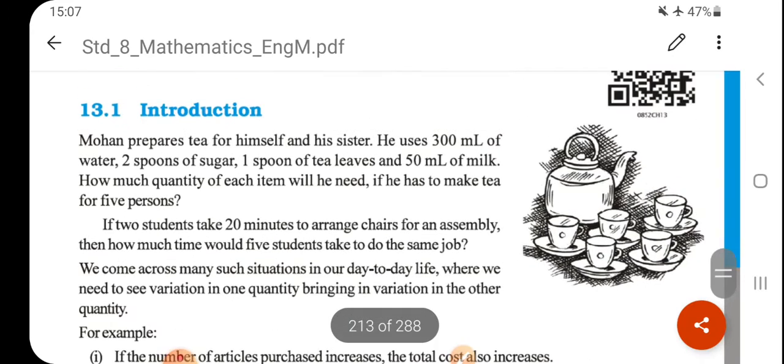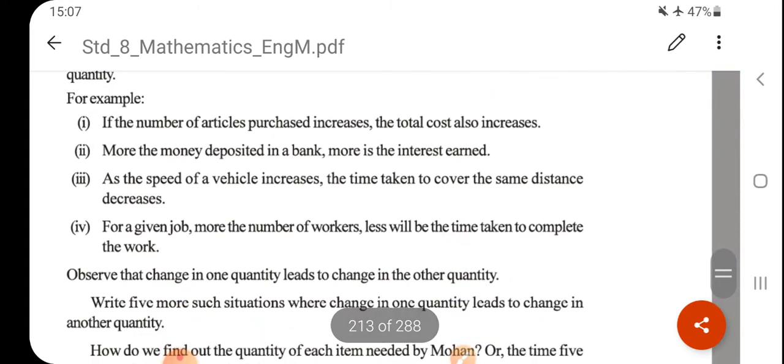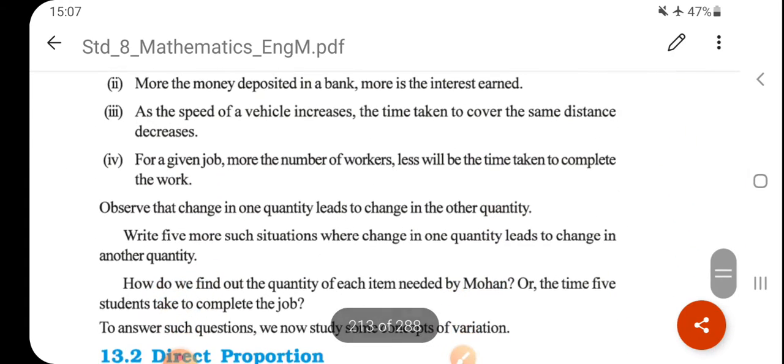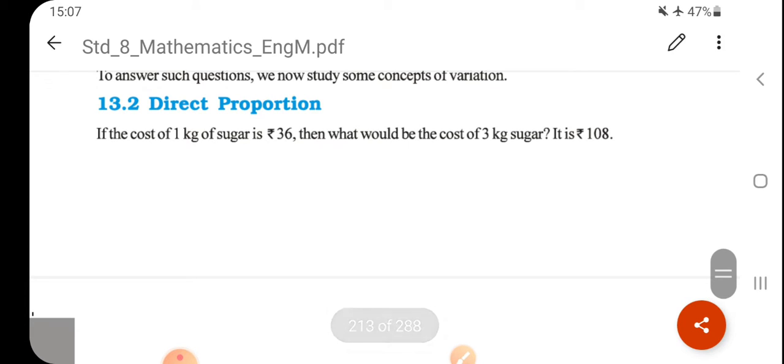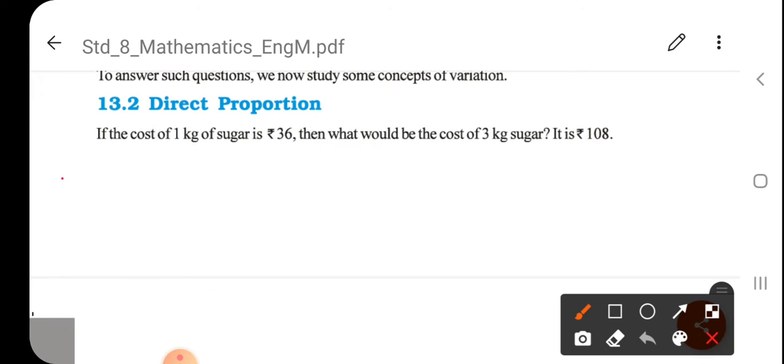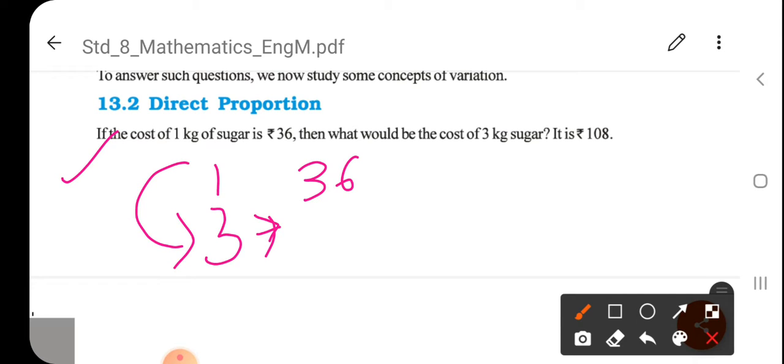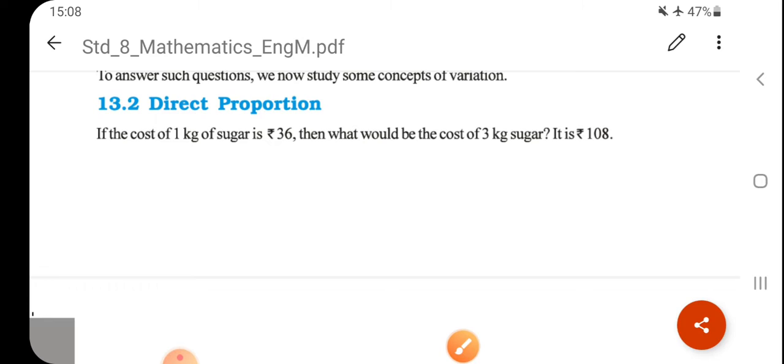So what you have to do here, examples are given. Let's see. If the cost of 1 kilogram of sugar is 36 rupees, what is the cost of 3 kilograms of sugar? Because here the quantity increased, so here also the cost of 3 kilograms of sugar is 108 rupees, the quantity increased.